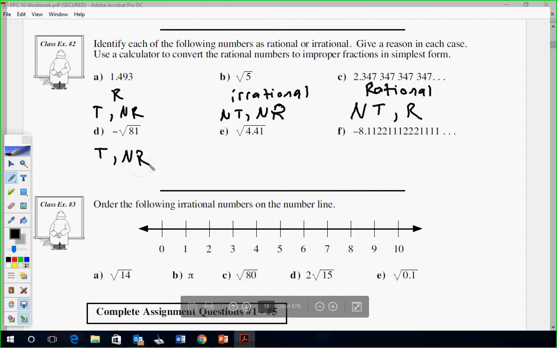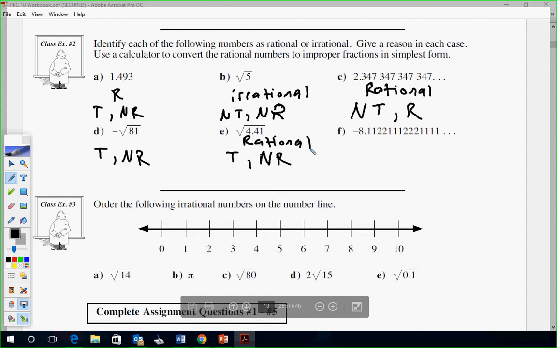Square root of 4.41. So we do that, what's that going to be? What's that? 2.1, so it terminates. And it's non-repeating. So this would be rational. So they're doing this to make sure that just because it says a radical doesn't mean that it's automatically irrational. Okay, you have to check and see, because square root of 81 is 9. That's a whole number. That's definitely a rational number.